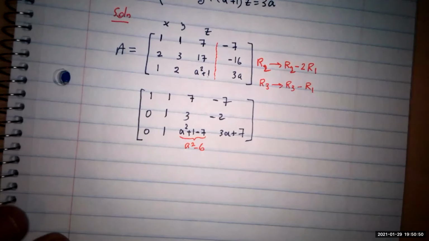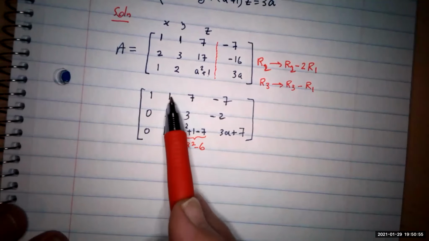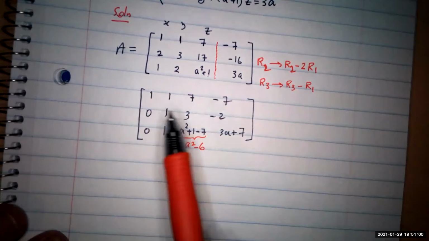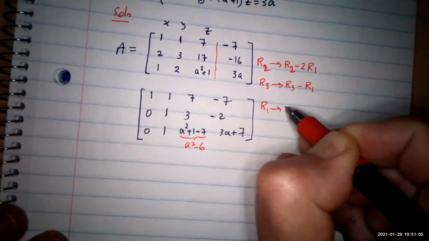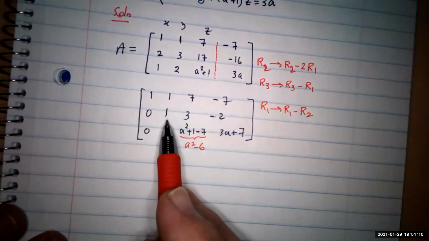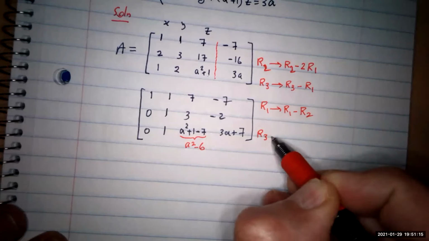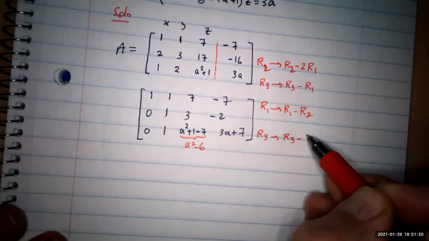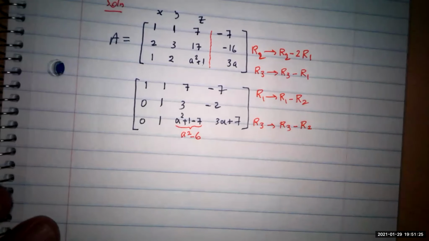So we are done with the first column. In the second column, we need the 1. This is the 1, so we have to get rid of these 2. Quickly, we can subtract to get it. To make this one into the 0, I change R1 into R1 minus R2. And to make this one into the 0, I get R3 minus R2.